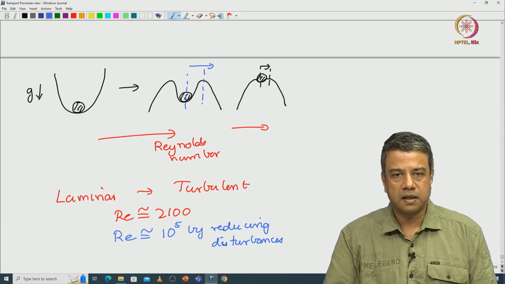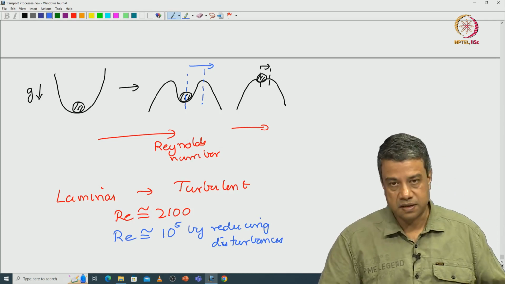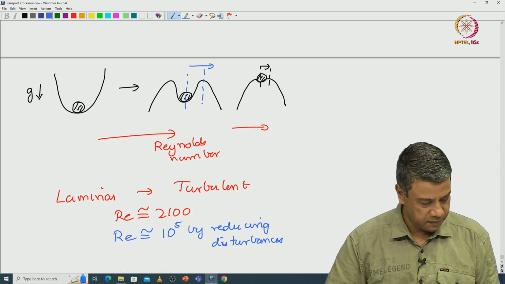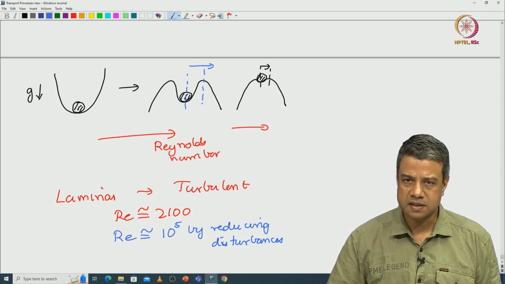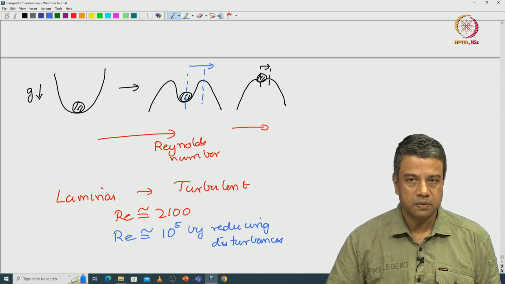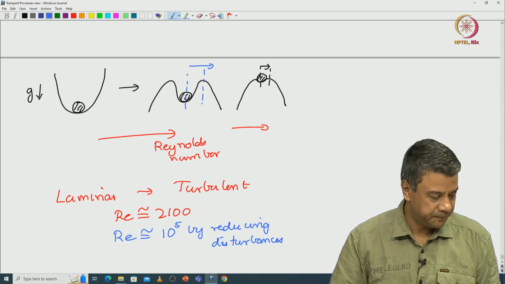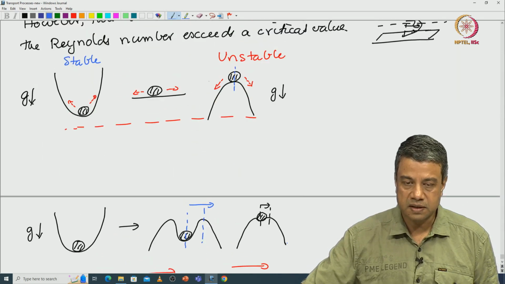Okay, so you can maintain it in the laminar state at relatively high Reynolds numbers by reducing disturbances. However, since disturbances always exist in nature, typically you will see this transition at a Reynolds number of about 5100. I should note that this description that I have given you here is simplistic.